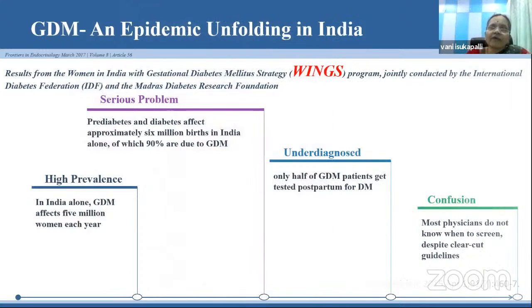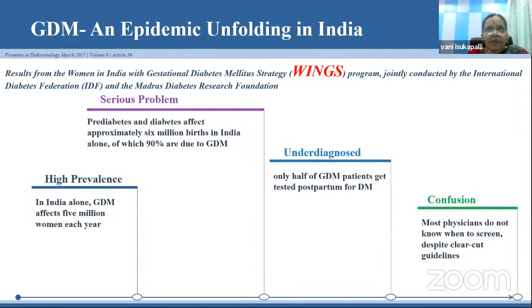So I think now you would have understood that gestational diabetes is an epidemic. This epidemic is unfolding in our country right now. This is not my statement. It is a statement given by a very important group which has studied all this. They have studied women in India with gestational diabetes mellitus, along with the Madras Diabetic Research Foundation and the Indian Diabetes Federation. Both of them sat together and did the study, and they have said gestational diabetes is highly prevalent in our country.